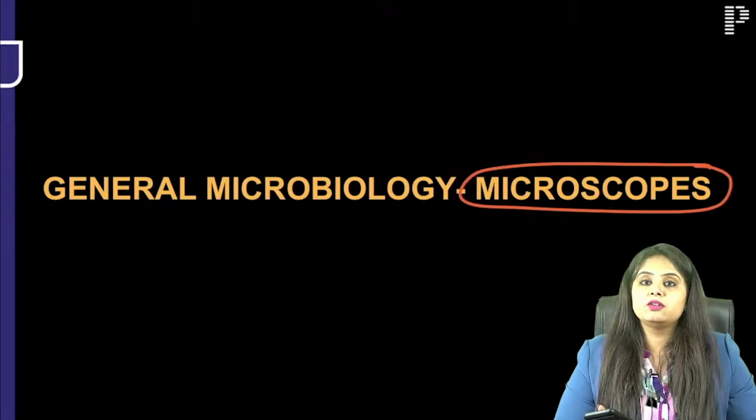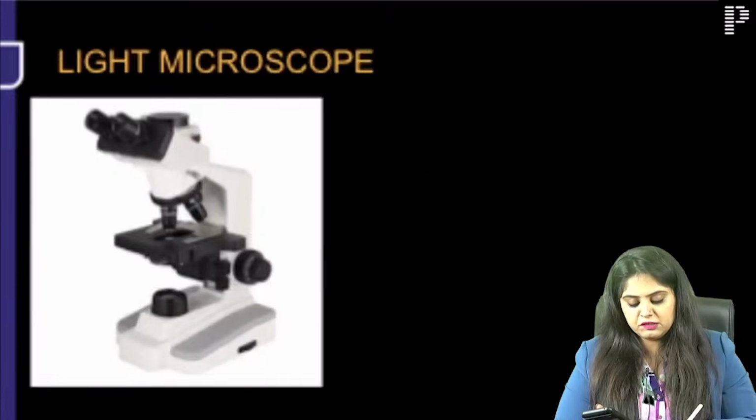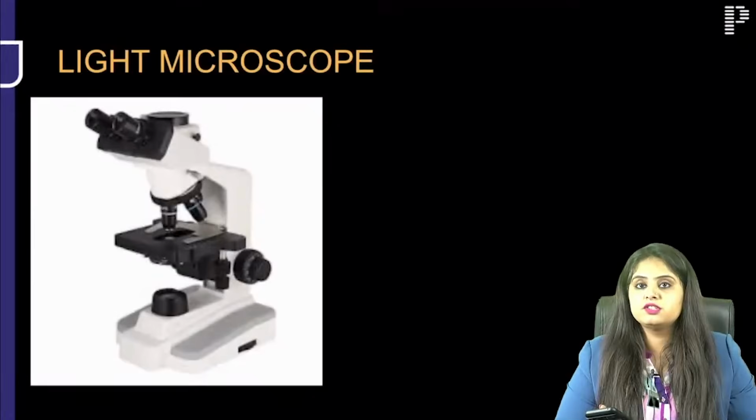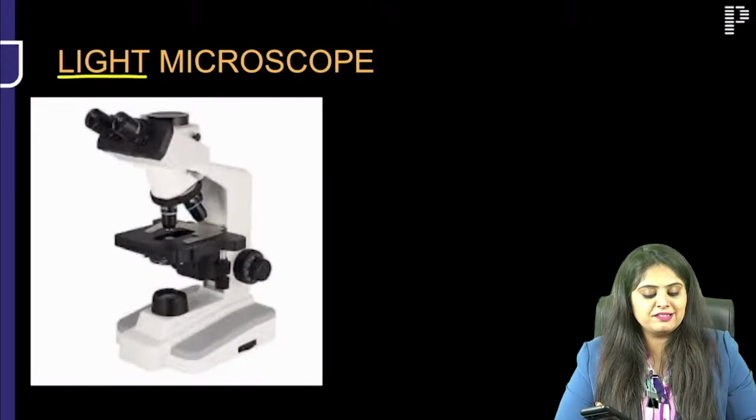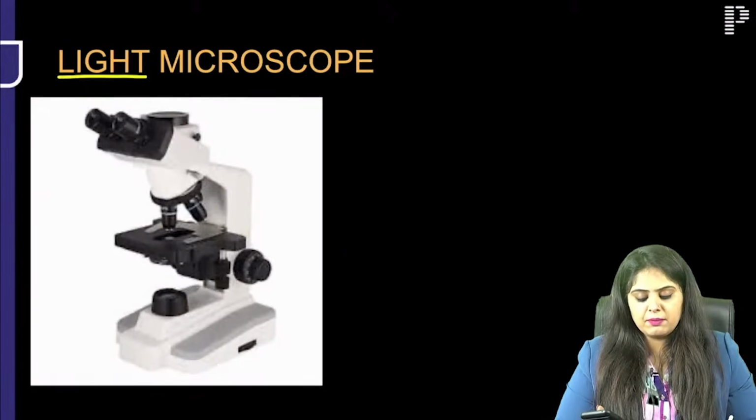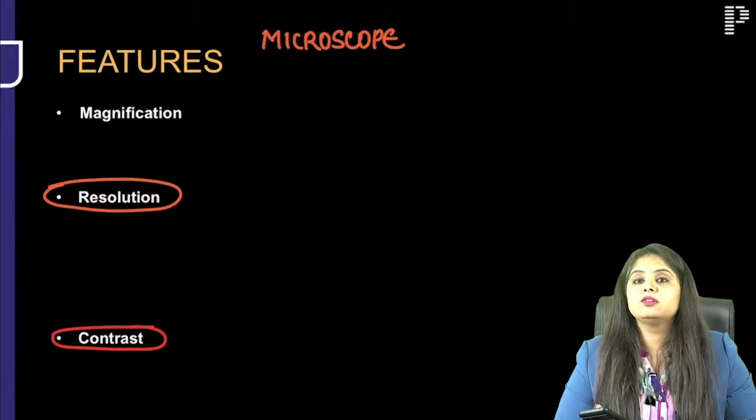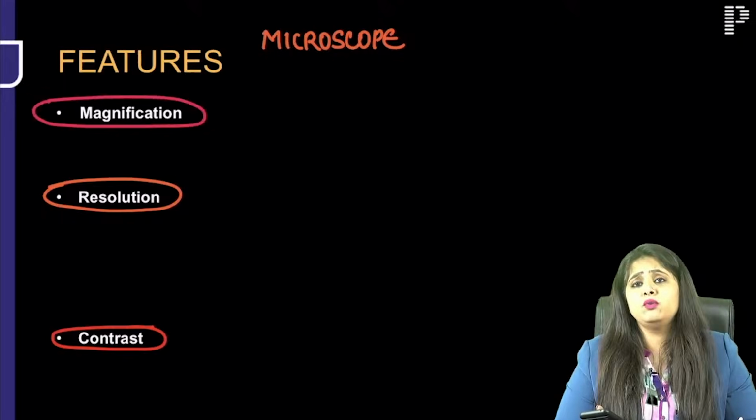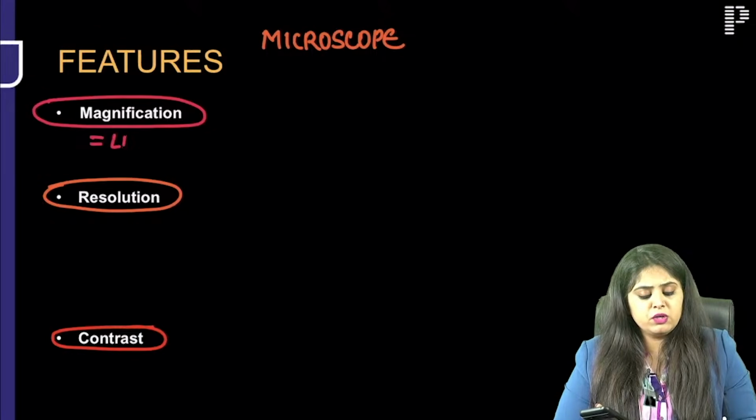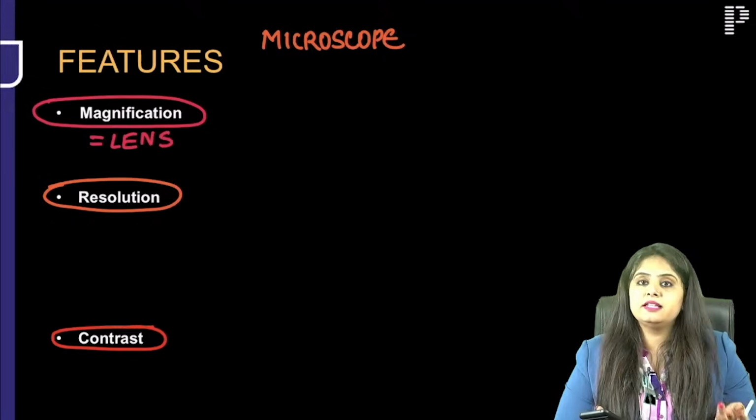I'm starting with microscopes. I'm sure all of you have seen this microscope in your labs. Have you guys visited your lab? Path lab, micro lab. Both the labs are going to have a microscope. This is famously called as a light microscope. We will come down to the parts, but what I first want to ask you, what all does a microscope have? Number one, it is going to have magnification. Obviously, magnification is because there are so many lenses that are there.